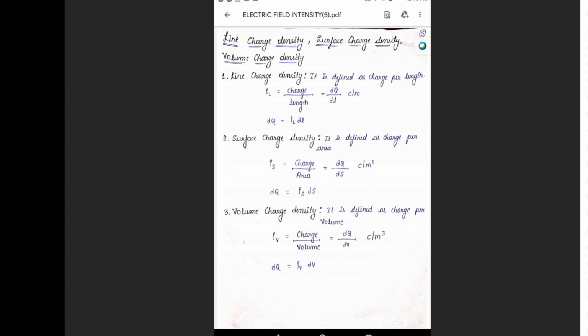So like this, we can define three densities by considering the charge: rho L, rho S and rho V. If they give multiple choice, they may give all three symbols and ask you to tell which is called line charge density, which is surface charge, and which is volume charge. Or they can give a formula and you should identify which is applicable for what. Or units may be given, and you should identify the corresponding units. So these are the three different types of charge densities which we define by considering the charge distribution.